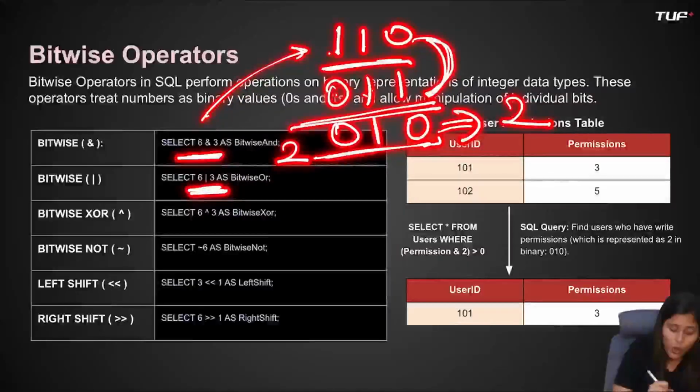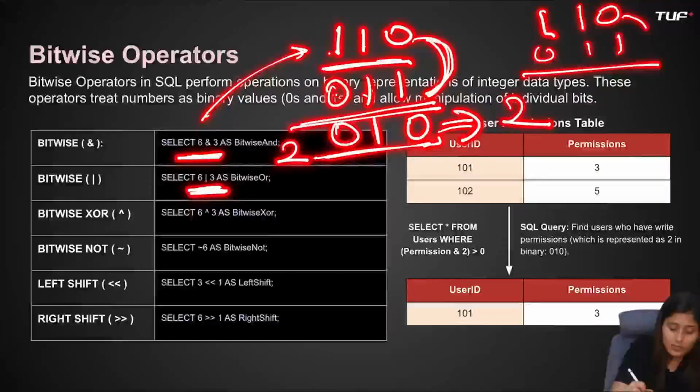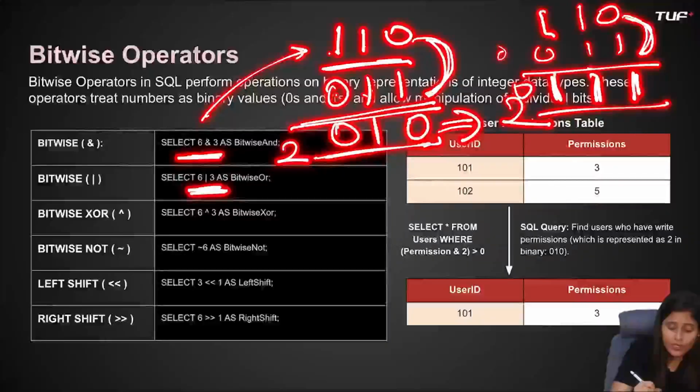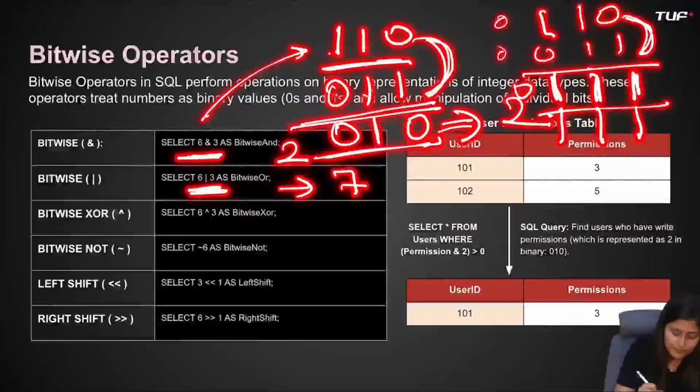Similarly for OR, we have 1, 1, 0 and 0, 1, 1. OR says any of them should be true, so it will be true. Both are true here, and both are true there. So when you convert it, it will be 4 plus 2 plus 1, which is 7. So this will be 7. Similarly, we are applying all these things here.